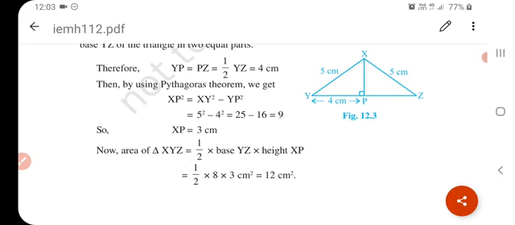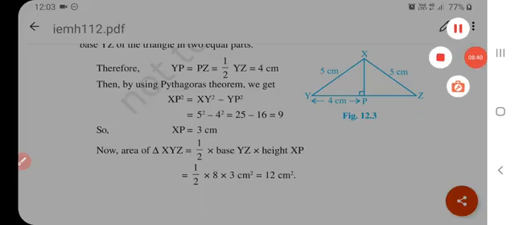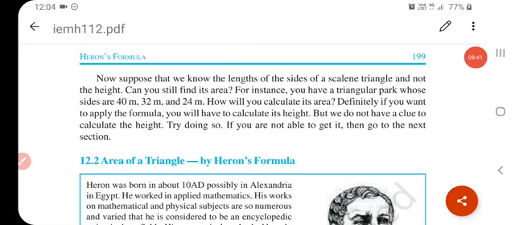But if the triangle is scalene, then how to find the area of the triangle? So students, if the triangle is scalene, then how to find it? Because this triangle does not have equal sides. Now suppose we know the lengths of the sides of a scalene triangle and not the height, can you still find its area?